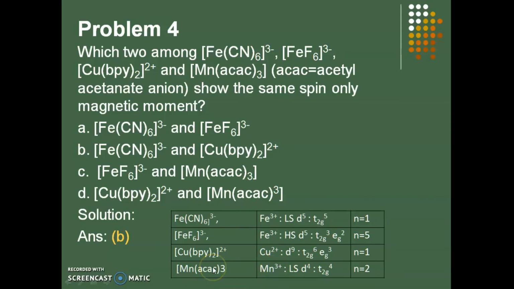This is a strong field ligand, so the complex will be in its low spin state. That means t2g4, so the number of unpaired electrons is going to be 2. So here we can find that the same number of unpaired electrons is present in 2 cases, the first case and the third case. So you look for the option which is correct, and that option is B. Better you approach the problem this way, because in all other cases we may arrive at a wrong answer. Thank you.